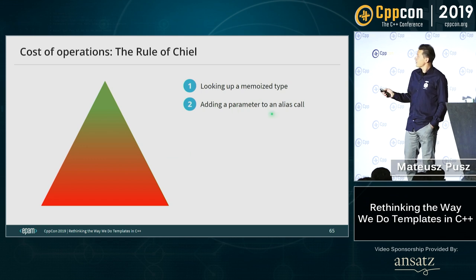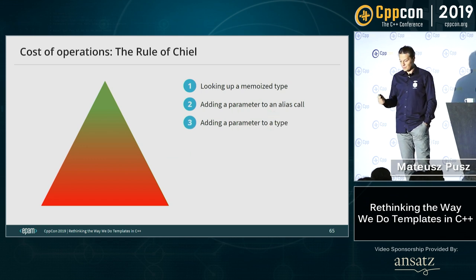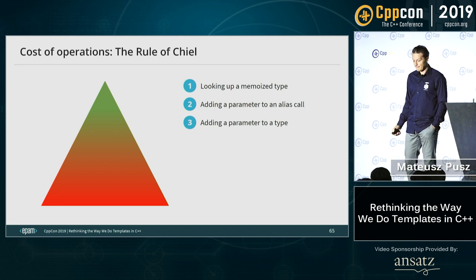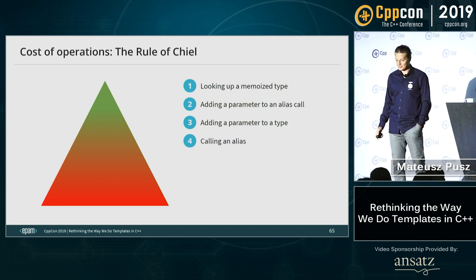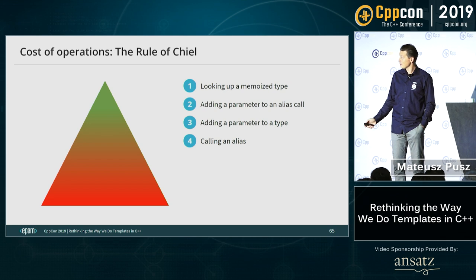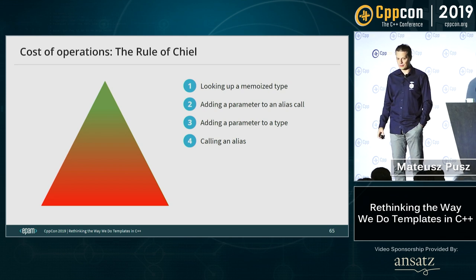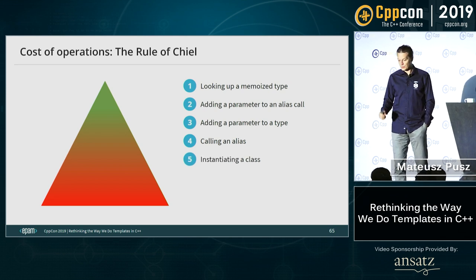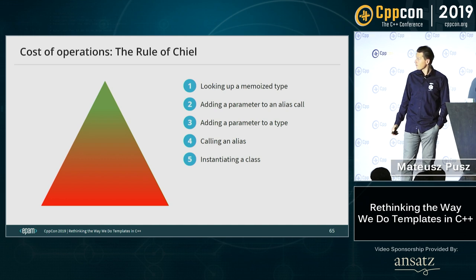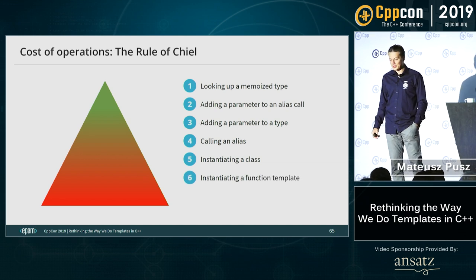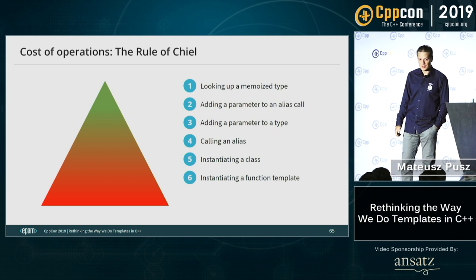And the second fun thing is adding a parameter to an alias, adding a parameter to a type, calling an alias. So actually, aliases are the fastest things we can do right now in template metaprogramming. Then instantiating a class, instantiating a function template, and SFINAE.